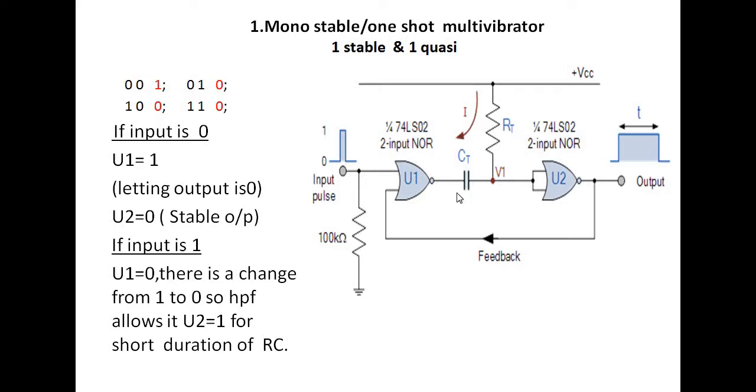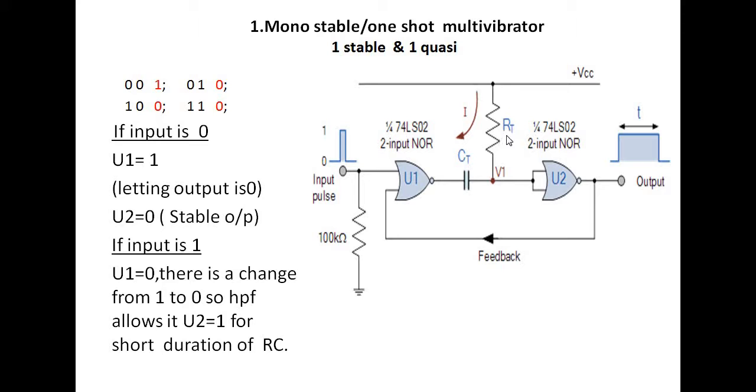In between the two NOR gates, we have a high pass filter. Right? High pass filter. What this capacitor actually does is, if there is a change at the output of U1, then only it will allow that state to U2. Otherwise, it doesn't allow the state to U2 from U1, because a capacitor allows the change. A capacitor allows the AC voltage. AC voltage means change. Right?